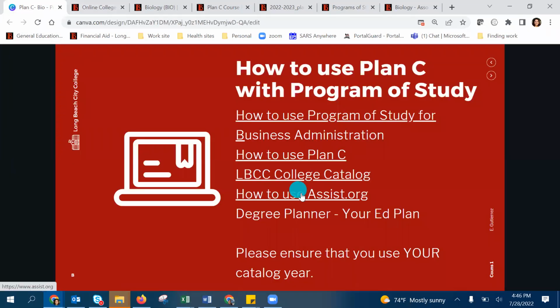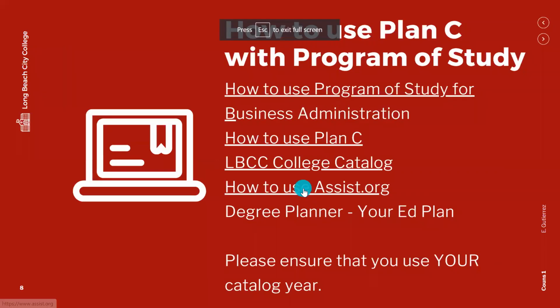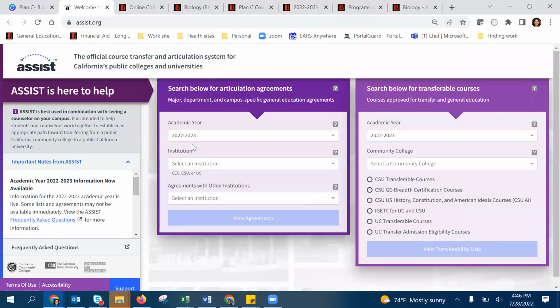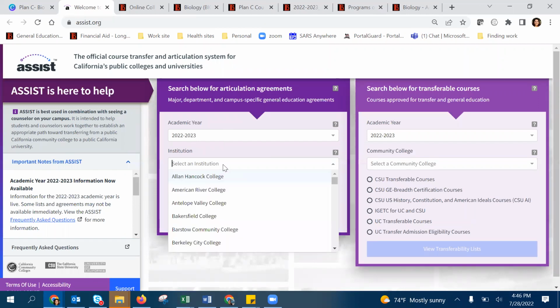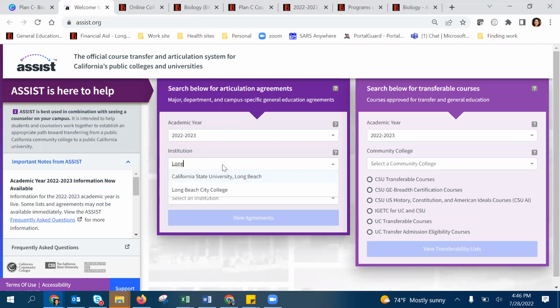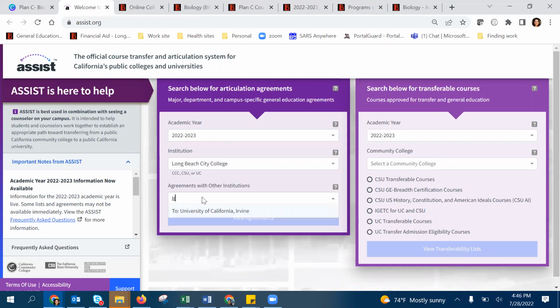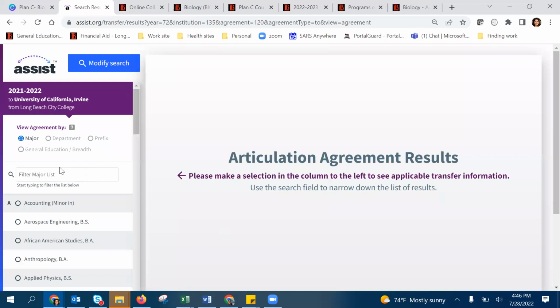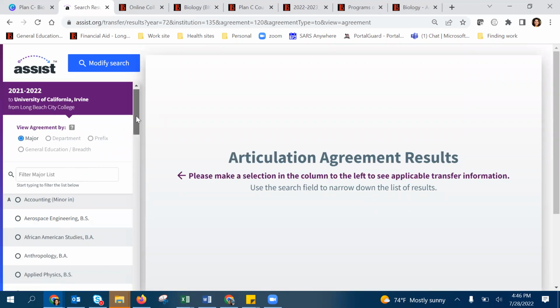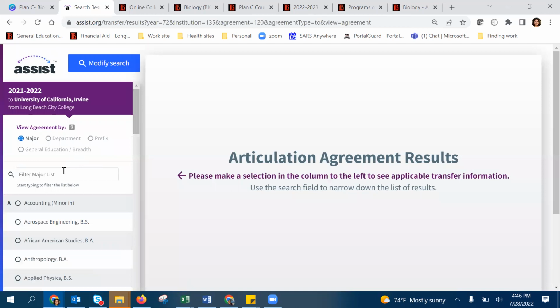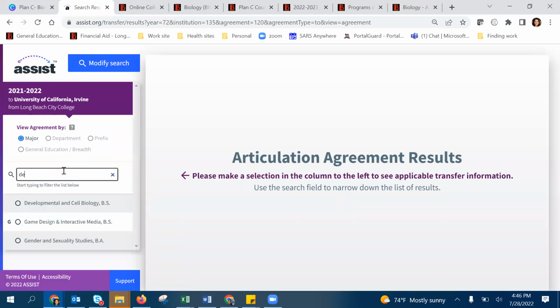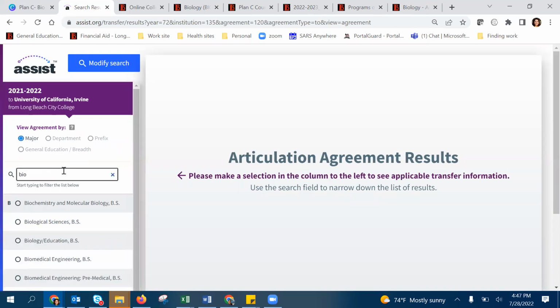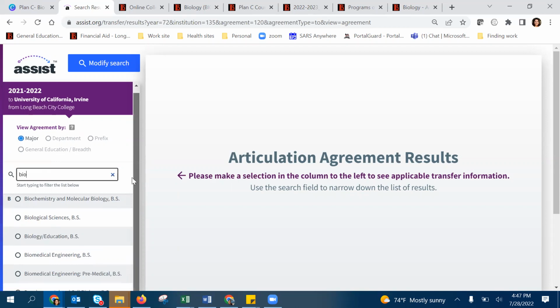Another resource that you want to check before you finish completing your classes is assist.org. In assist.org, you put down the college you're attending, which is Long Beach City College, and the institution you would like to attend. In this particular example, we're going to put Irvine. What I like about ASSIST is that you get to see the majors that are offered at UC Irvine. If you try to put in dentistry, it may not come up because that's not a major they have. They do have biology, and they might have more than one option for biology.